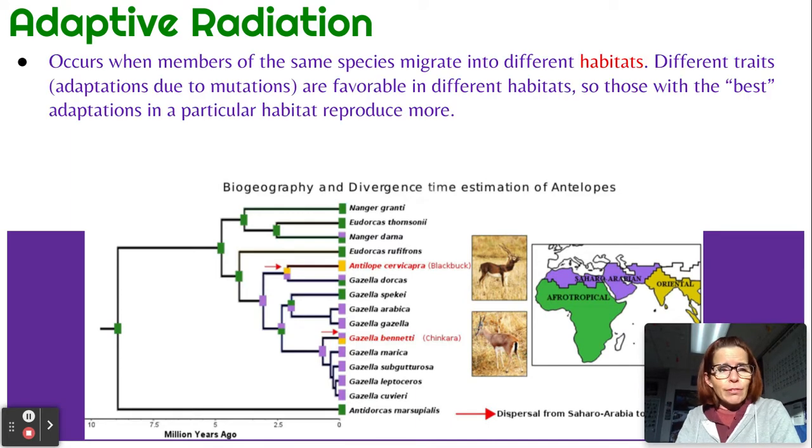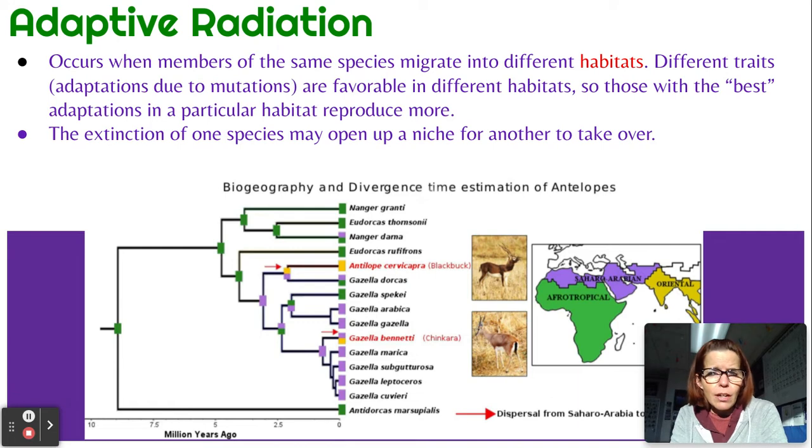All right, adaptive radiation. Adaptive radiation occurs when members of the same species migrate into different habitats. So the deer family is a classic example of this. They've moved into all kinds of different habitats. They move up north, they move west, they move south, and different traits are favorable in different habitats. So that gives them an advantage. And remember that an advantageous mutation is called an adaptation. So those with the best adaptations in a particular habitat, they reproduce more and their particular traits become more common.